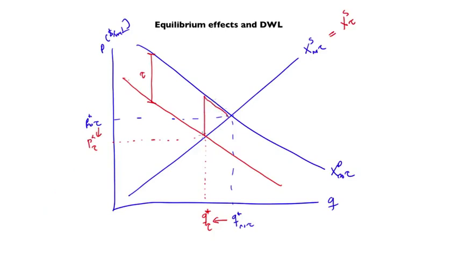It's the triangle between the aggregate supply and the aggregate demand before the tax, without the introduction of the tax. This is the deadweight loss.